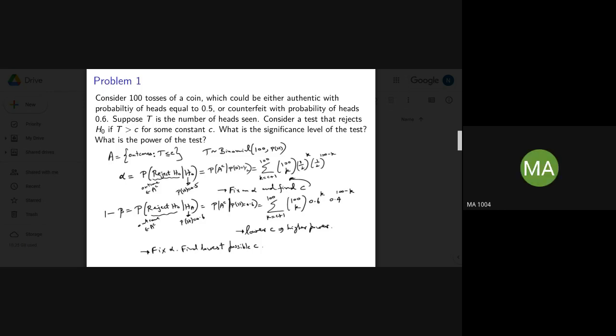And the more power you have, the stronger your belief that you are right. Power says that even though the alternative is true, we are rejecting H naught. I mean, H1 is true and we are accepting it. So you want that to be as high as possible. You want to balance between this alpha and this power, basically. You want your alpha to be low and you want your power to be high.